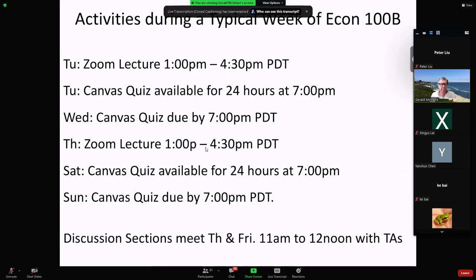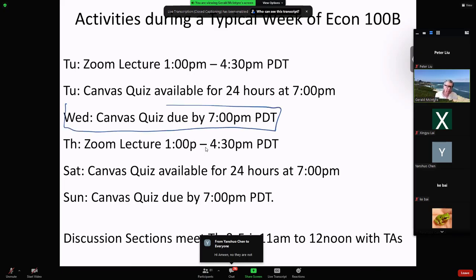But as a note, recall that discussion sections meet on Thursday and Friday, both days from 11 to 12 noon at the TA's Zoom meeting, I think. What this means is you're kind of on your own on that Wednesday Canvas quiz, because the discussion sections are in here.